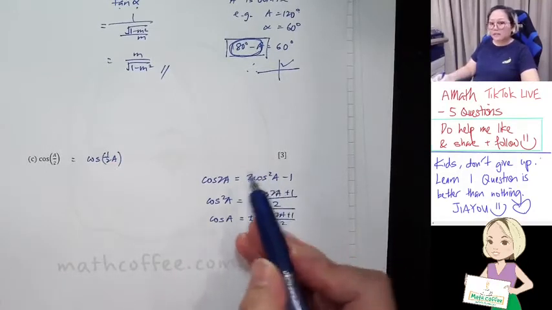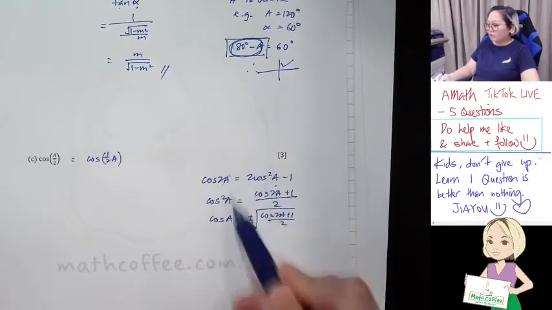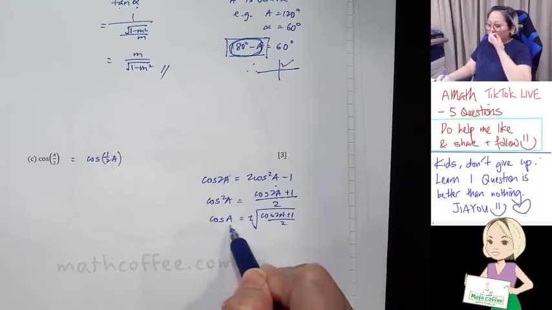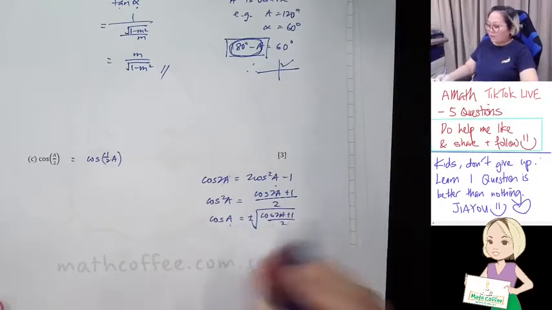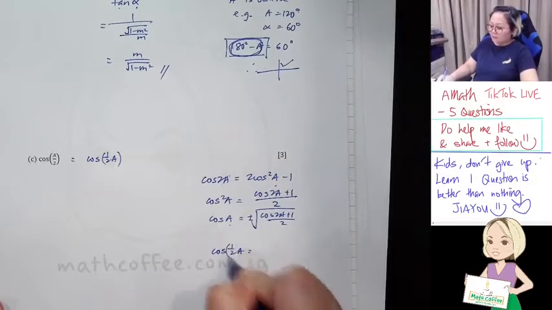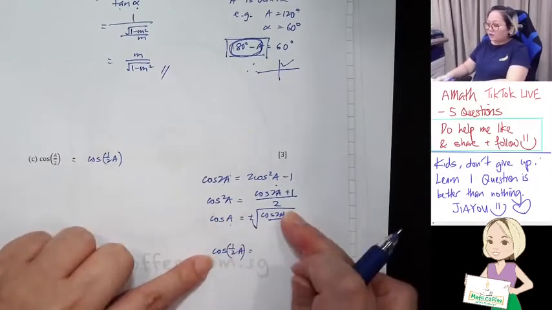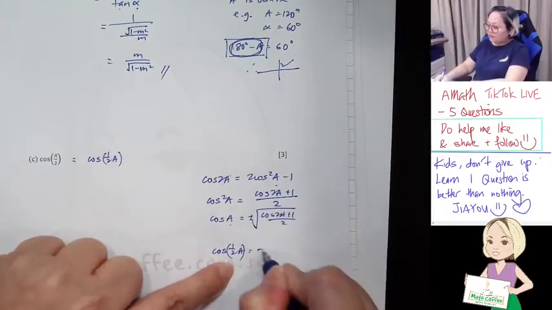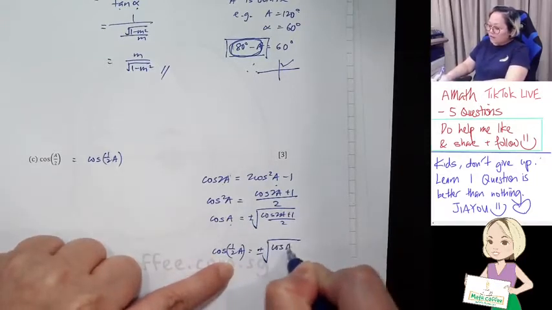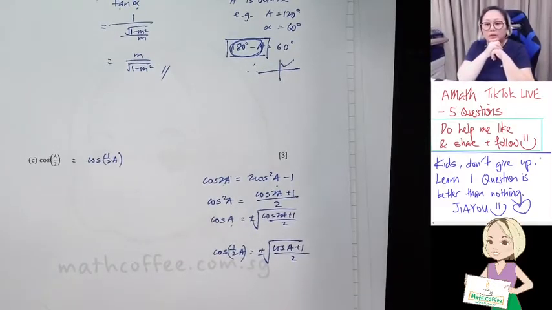Remember, double angle means that the left hand side angle is double the angle on the right hand side. Since this one is A and this one is 2A, I'm going to change this to become cosine half A. Apply the same thing but using half A. This one is single, this one is times 2. So if I put half A here, this side will be cosine A plus 1 over 2. Understand? This is very important. Half A often comes out.